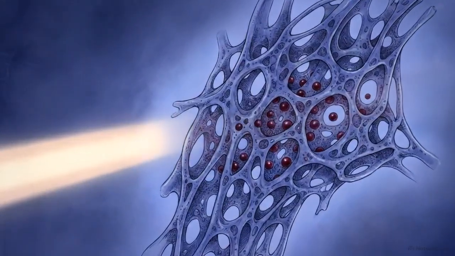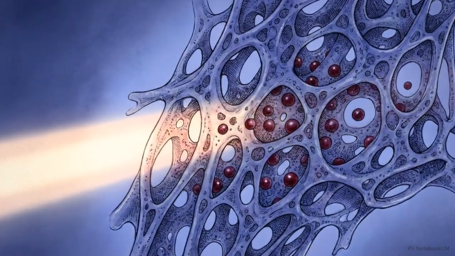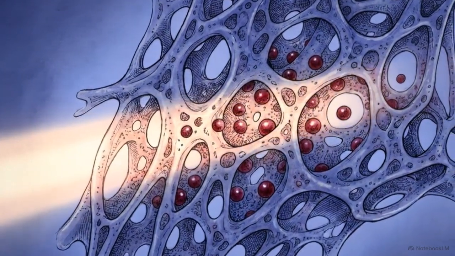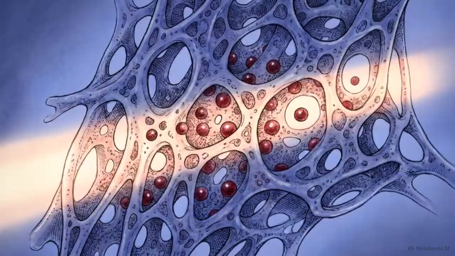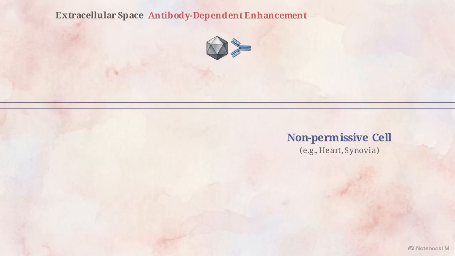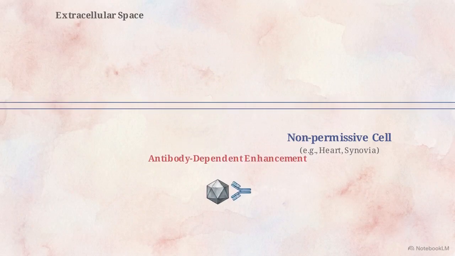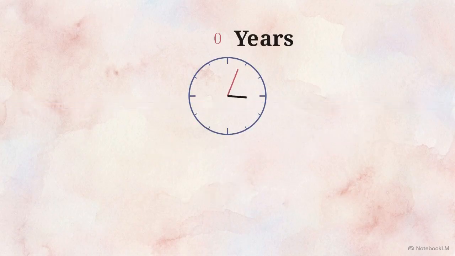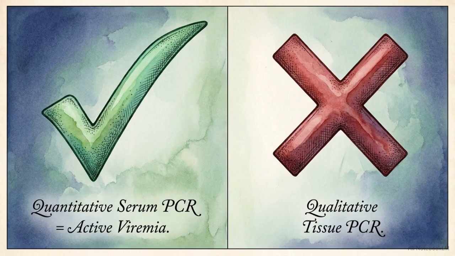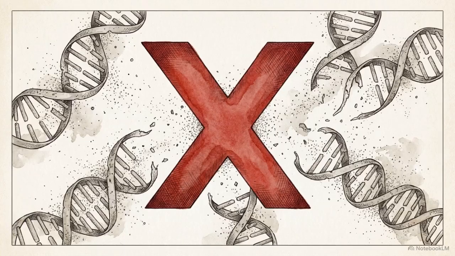Beyond acute presentations, modern molecular diagnostics have revealed a secondary complexity regarding how parvovirus interacts with human tissue. B19V can enter non-permissive cells, like those in the synovia or heart, through a process called antibody-dependent enhancement. Once inside, the viral DNA remains dormant for decades in healthy asymptomatic individuals. This creates a diagnostic challenge, mapped in this flowchart. On the right, running a qualitative PCR on a tissue biopsy is invalid for acute diagnosis. It detects dormant DNA from an infection years ago, generating false positives.